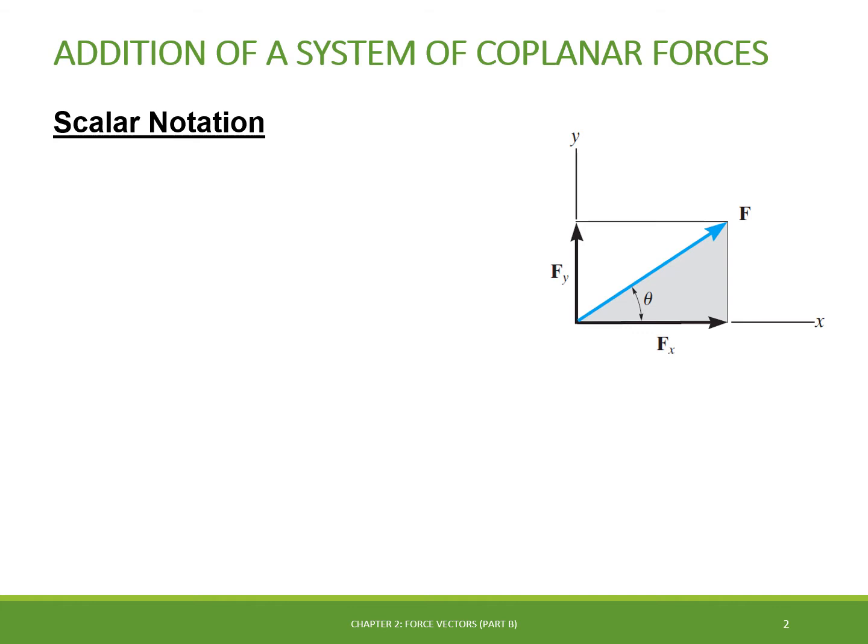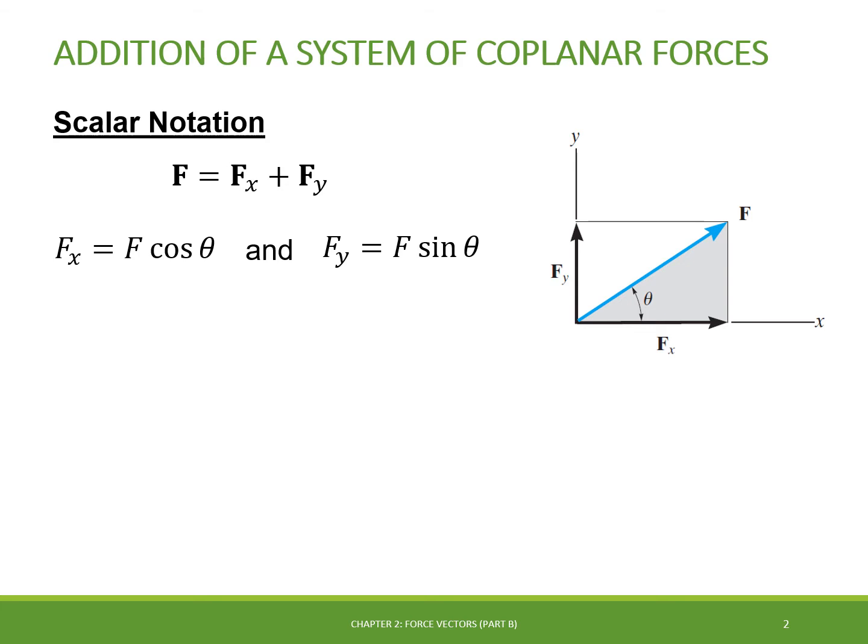We're going to start with the scalar notation, in which the rectangular components of a force F are found using the parallelogram law, so that F is the vector sum between its projection in the x-axis, Fx, and its projection in the y-axis, Fy. Because these components form a triangle, their magnitudes can be determined from the following trigonometric relationships, using the cosine and sine of the angle theta, respectively.